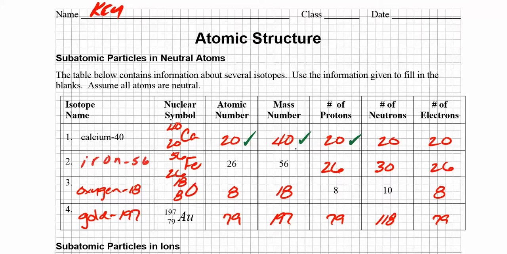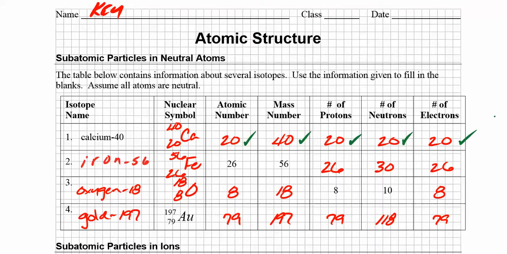Now the difference between protons and neutrons, or the difference between the atomic number and the mass number, 40 minus 20 is 20. That's the number of neutrons. And the number of electrons for a neutral atom is going to be the same as the number of protons. So that'll be 20 as well.